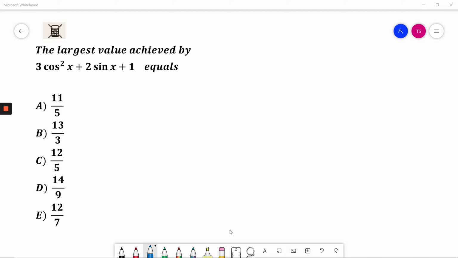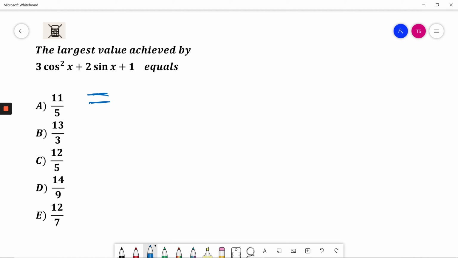The largest value achieved by 3 cos squared x plus 2 sin x plus 1 equals. At this moment, I encourage you to pause the video and solve it by yourself. Okay, I will solve it now.